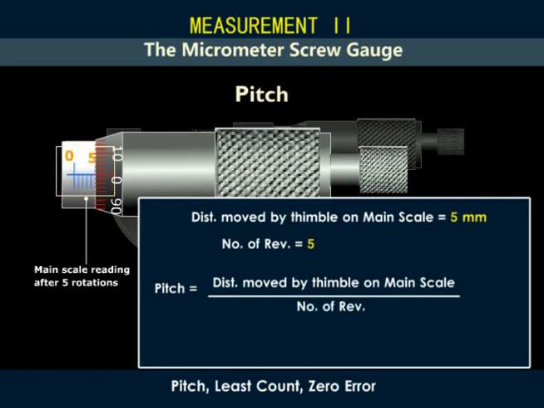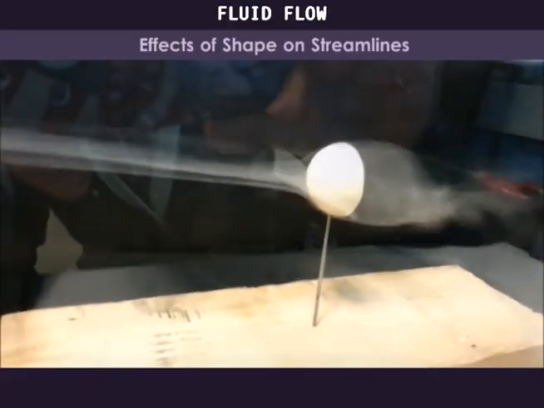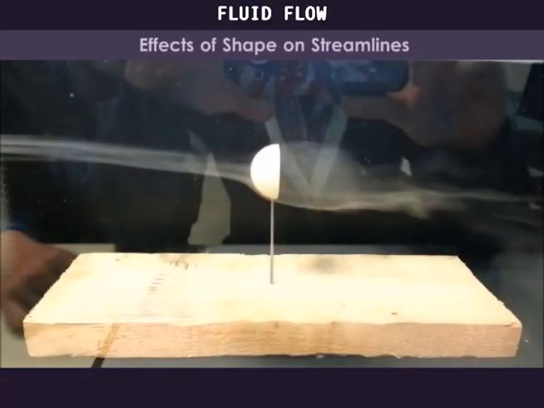For the hollow sphere, there is streamline briefly, but eddy currents disrupt that, and a turbulent flow is set up a distance behind.